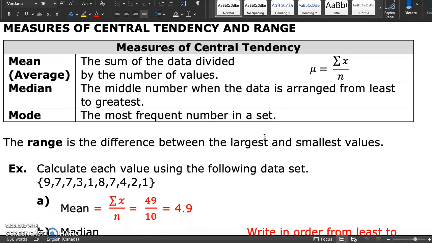Measures of central tendency and range. So measures of central tendency are ways of finding the middle. There's different ways of defining the middle. Let's start off with mean. The sum of the data is divided by the number of values. So this is a fancy statistical way of saying the mean, mu, is equal to the sum of x, so add all of the entries together, divide by n.